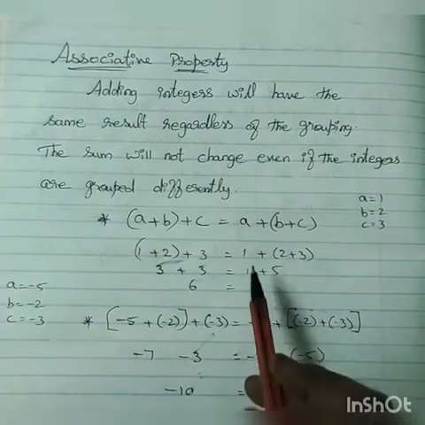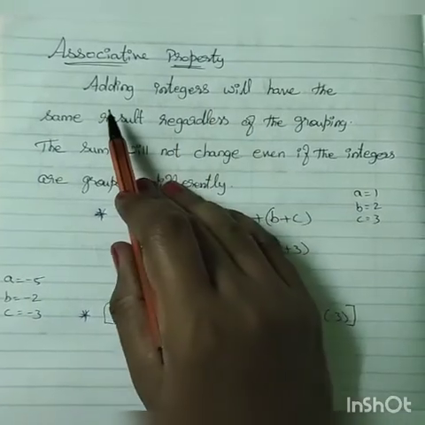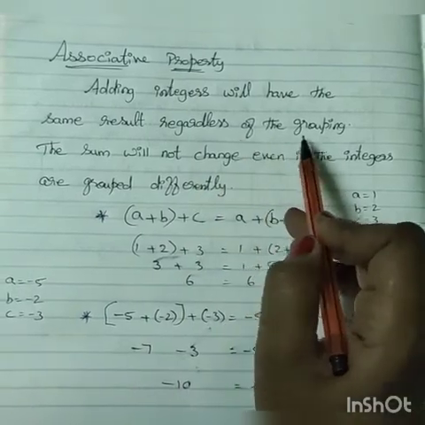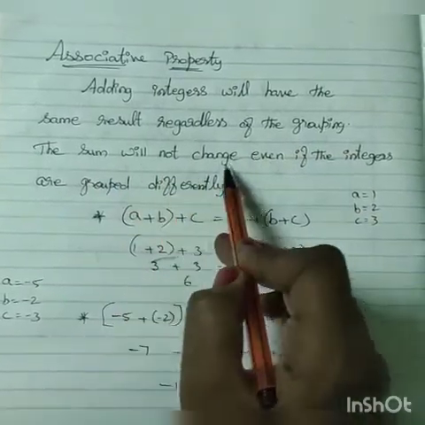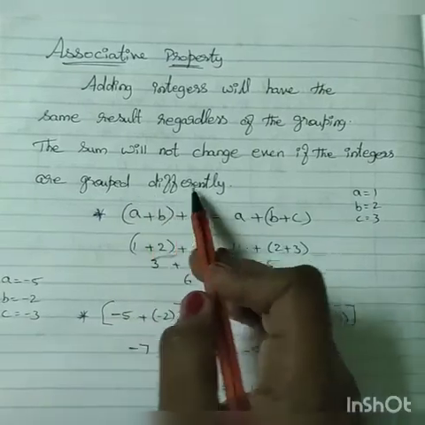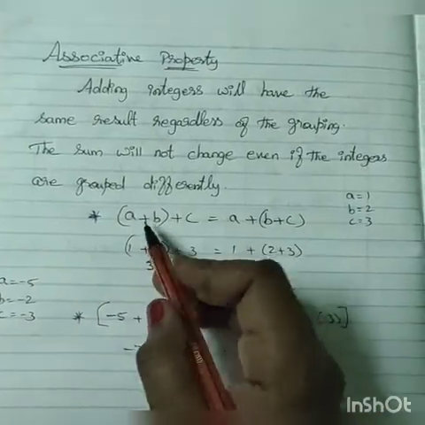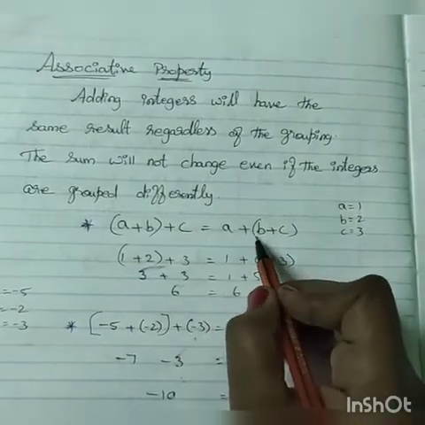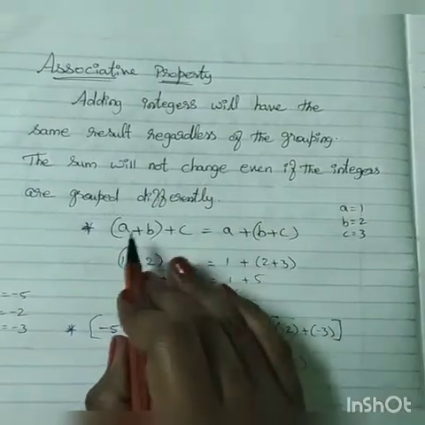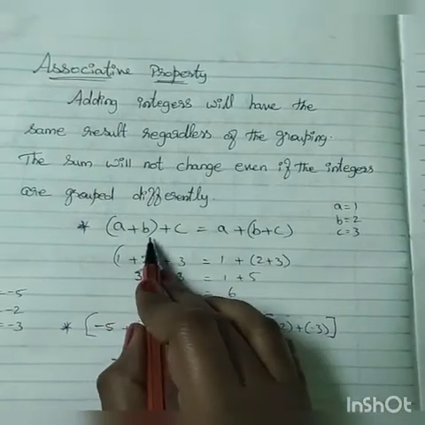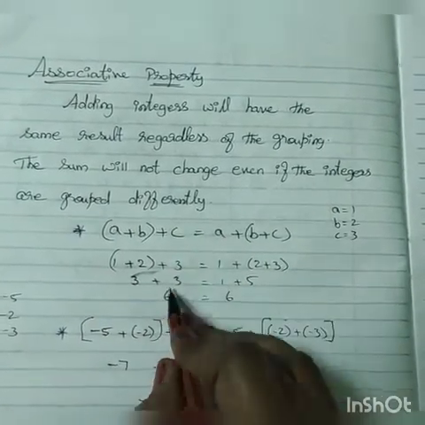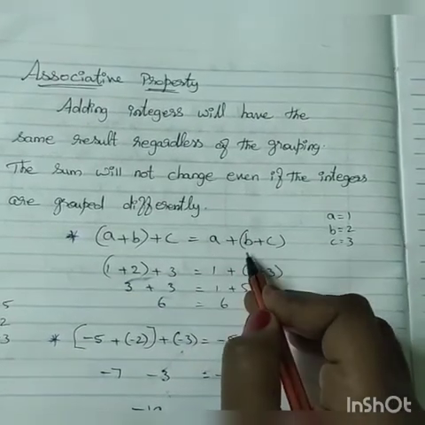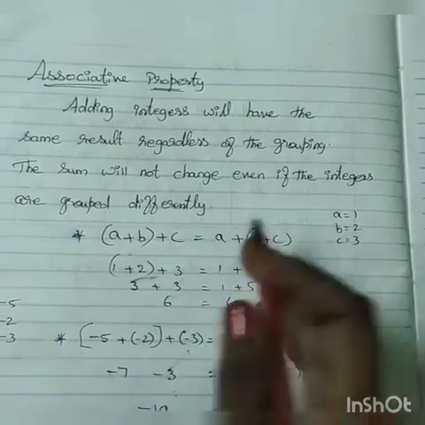Right? For the associative property, adding integers will have the same result regardless of the grouping. The sum will not change even if the integers are grouped differently. What do you mean by that? If you take three integers a, b and c, then (a plus b) plus c equals a plus (b plus c). That is, we can group in a different way and get the same answer. We can group any way.